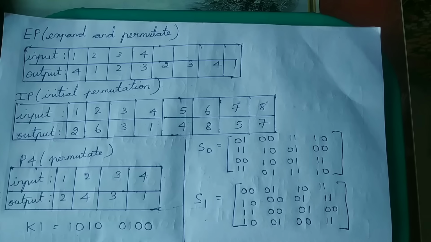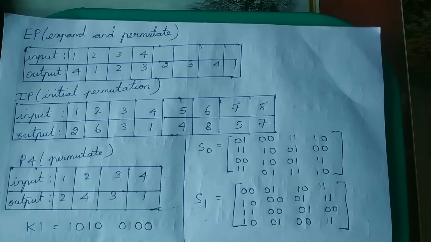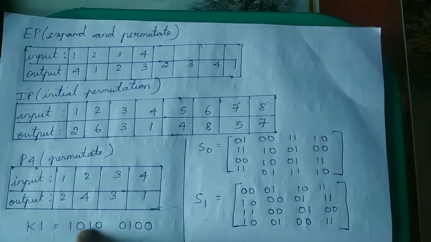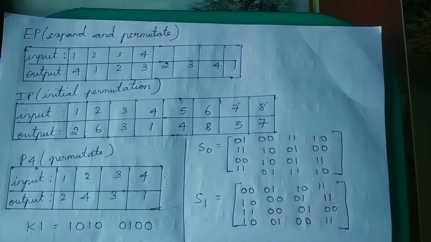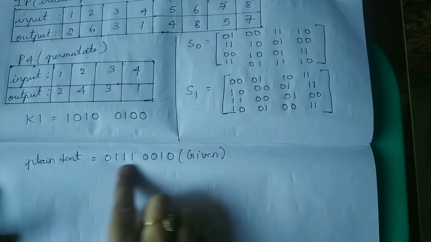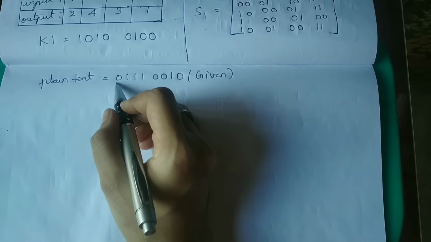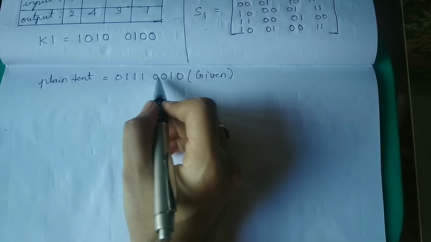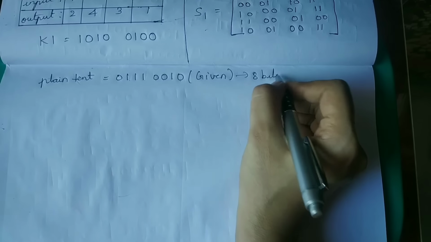EP, expand and permutate, input and output. Next, initial permutation, input and output. Next, P4's input and output. Then S0 and S1's values will be given in the question. This K1's value is what we found earlier. That is the key one's value. Next, the plain text will also be given in the question. Now, count the number of bits present in the plain text. 1, 2, 3, 4, 5, 6, 7, 8. So totally there are 8 bits in the plain text.